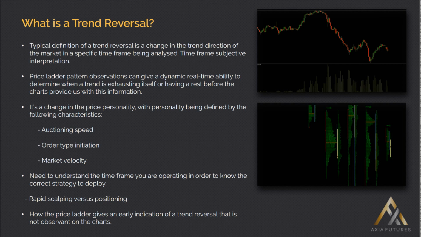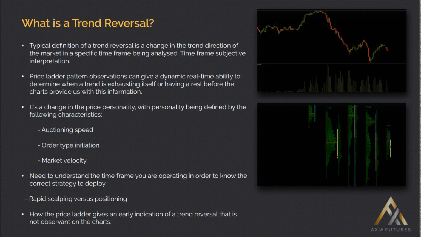Now, what we'll also be looking at is how price ladder pattern observations can give a dynamic real-time ability to determine when a trend is exhausting itself or having a rest before the charts provide us with this information. So really rather important, at the climax of a trend or the absolute trough of a trend, when that final turning point happens, what does it look like on the price ladder at that turning point? What are the subtle clues? What is the auctioning environment like at those turning points? And then what type of trading strategy do you deploy in those areas?